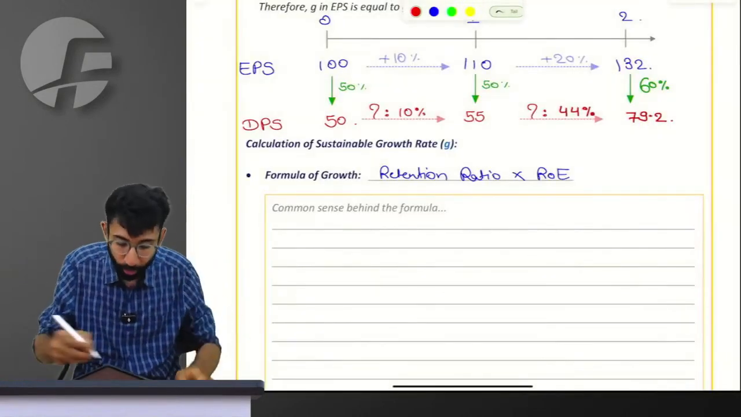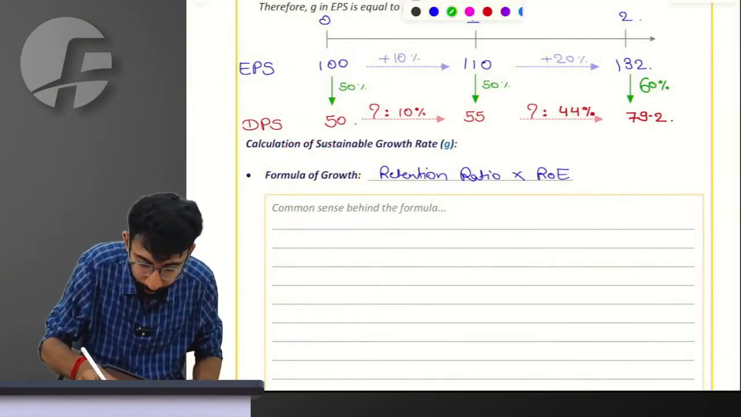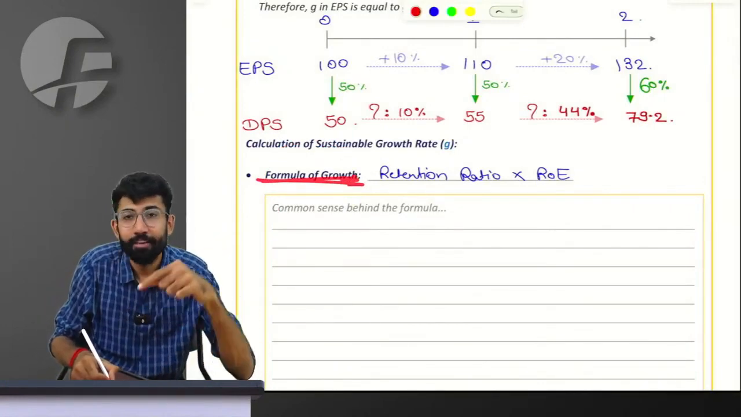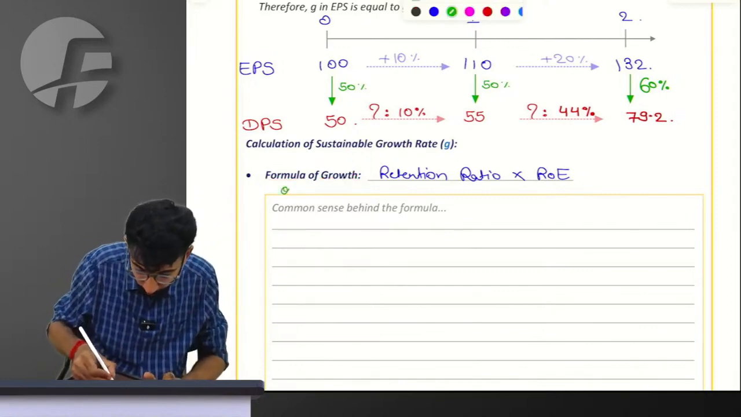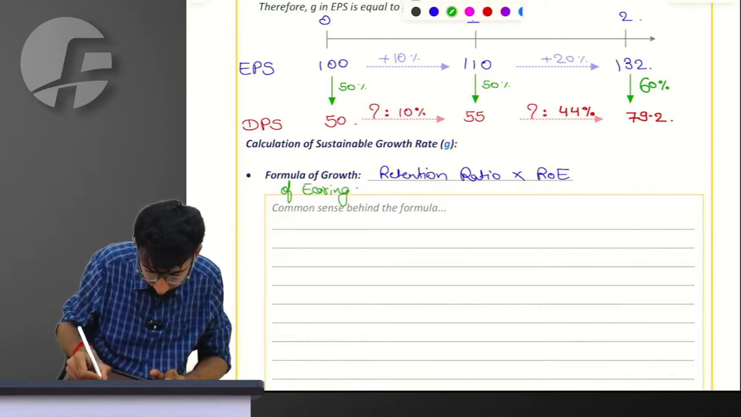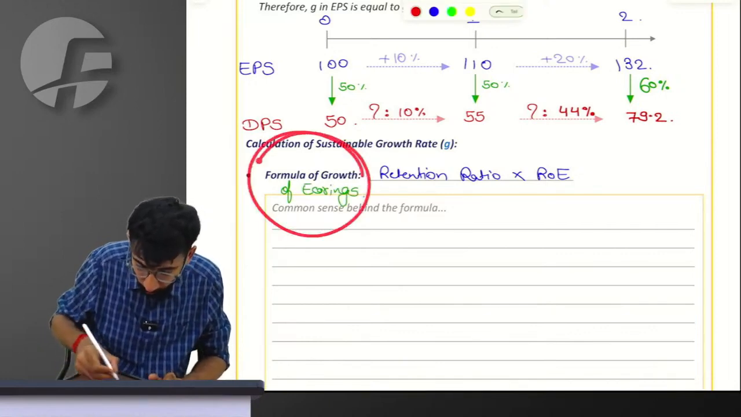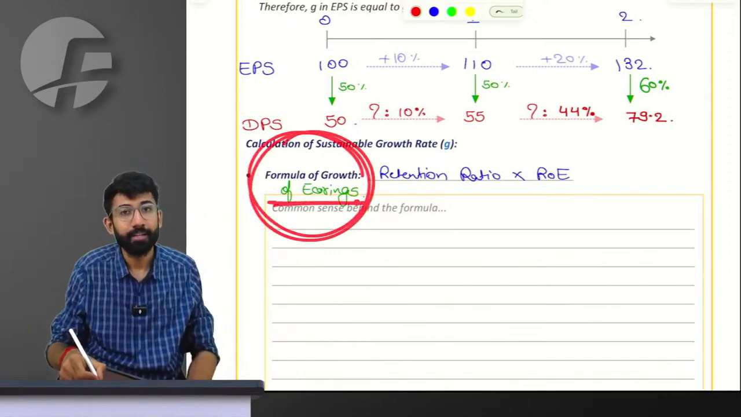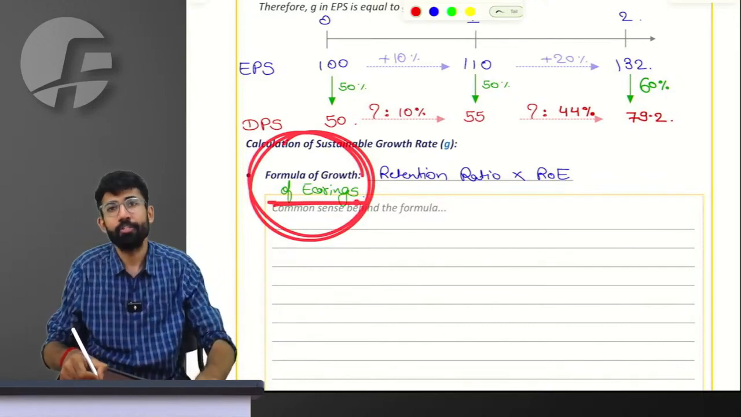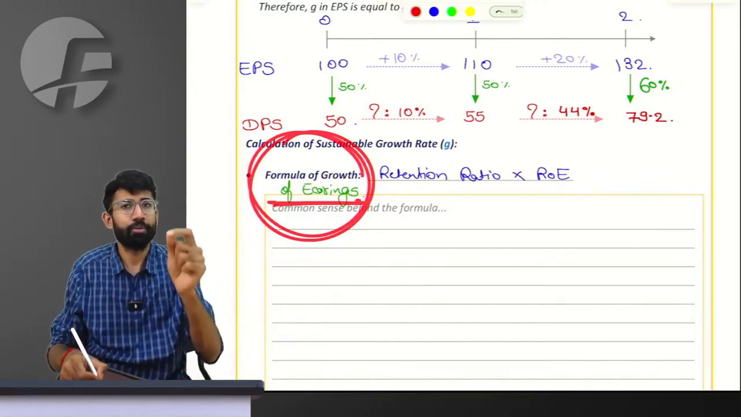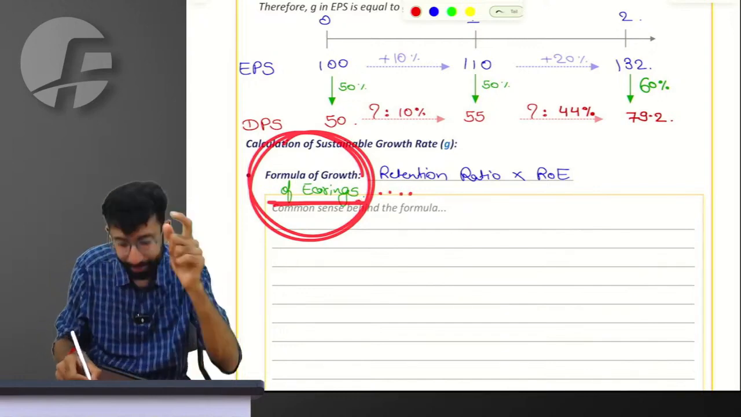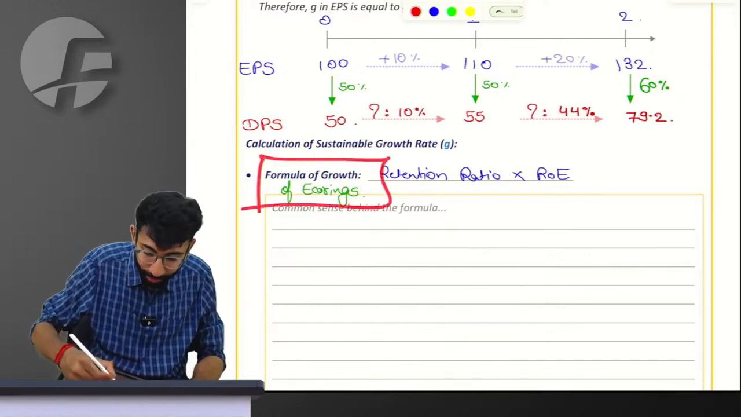Which means we need to go to our notes, and this is the formula of growth. This is the formula of growth, not of dividends. This is the formula of growth of earnings, correct? If the payout ratio is constant, assume it to be the growth of dividend as well. However, in this case, since the payout ratio has changed, I cannot assume it to be the growth of dividend as well. Are you logically clear?